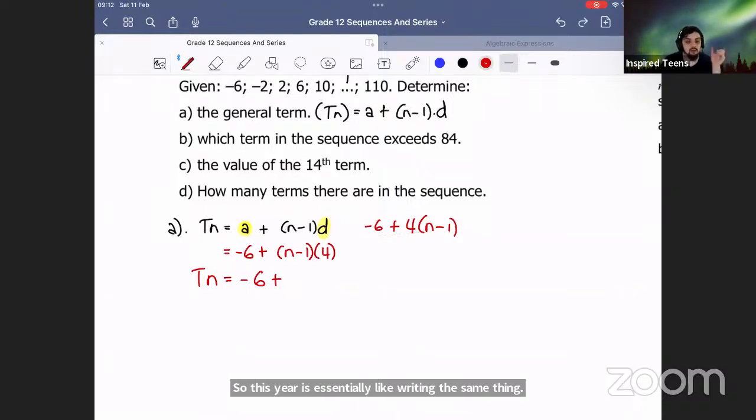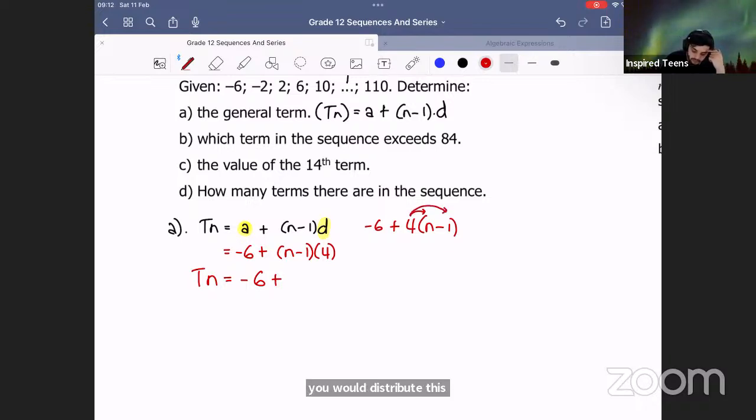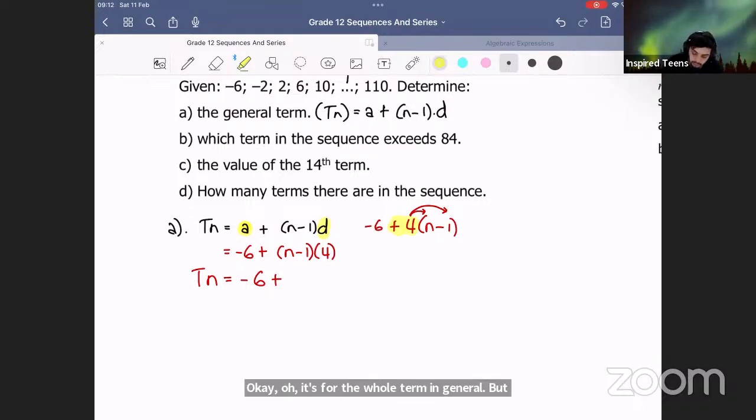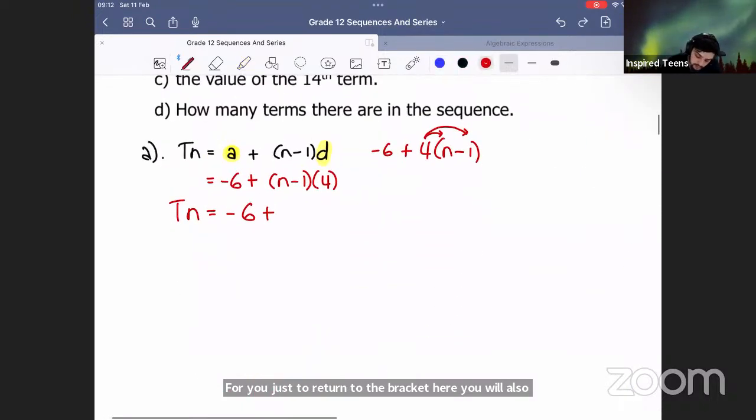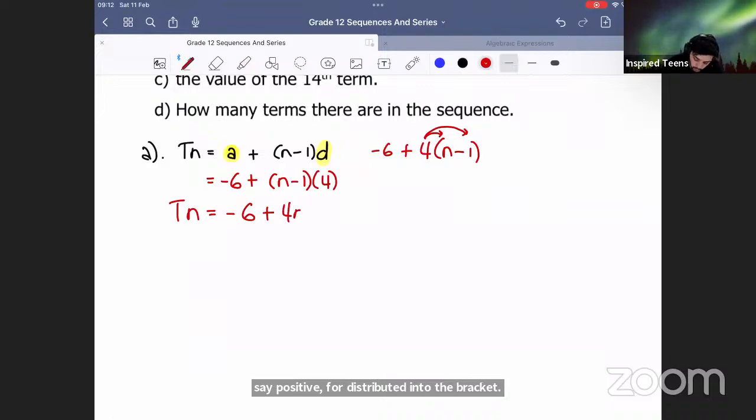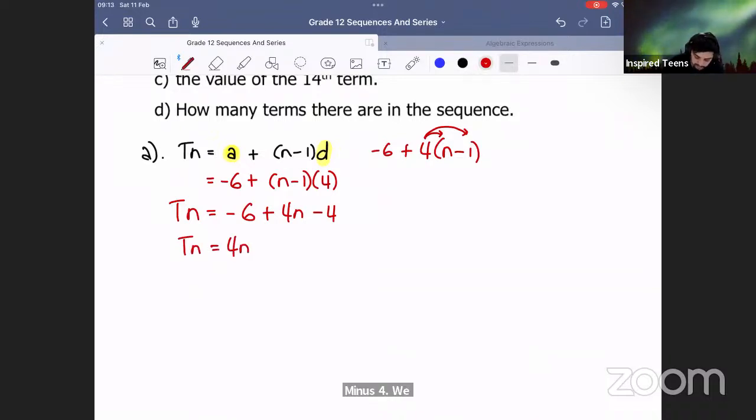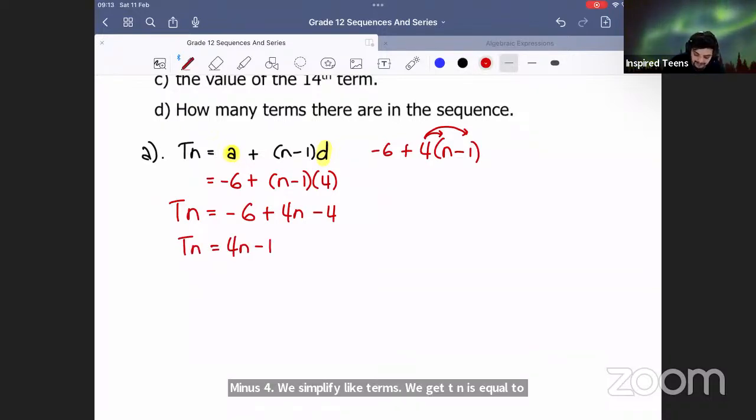So just like how you would distribute this 4, you would distribute that 4 as well, keeping in mind this sign is for that 4, or it's for the whole term in general. But in this case, how you would say positive 4, you distribute it into the bracket. Here, you would also say positive 4, distribute it into the bracket. So when we do that, we can simplify to positive 4n minus 4. We simplify like terms. We get Tn is equal to 4n, I write my variable term first, minus 10.